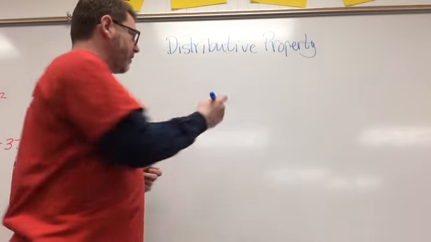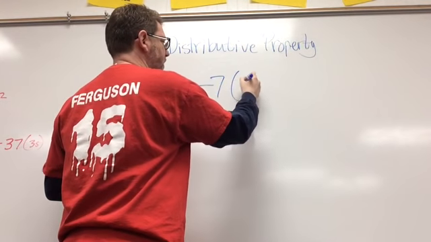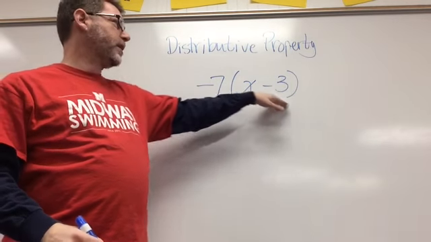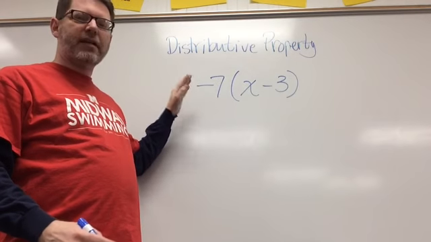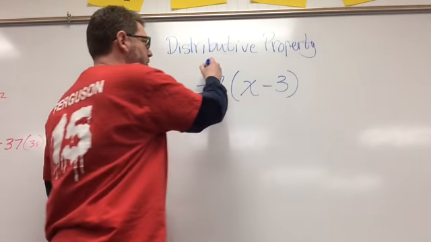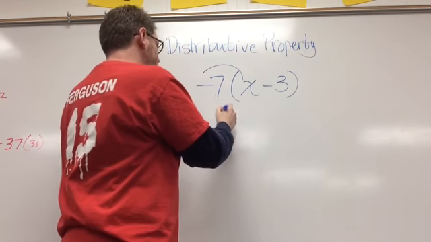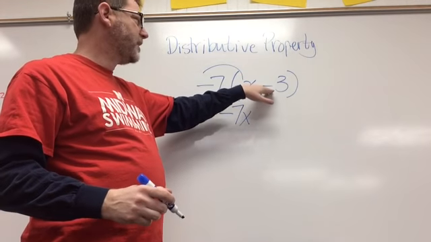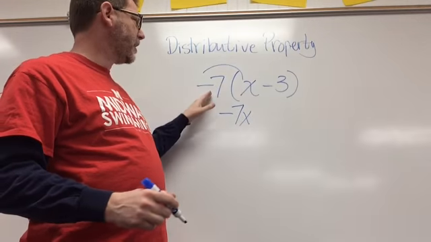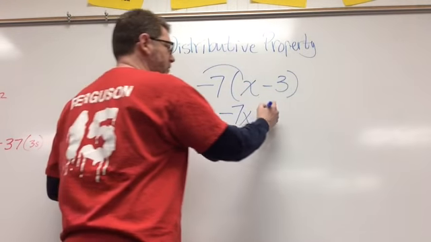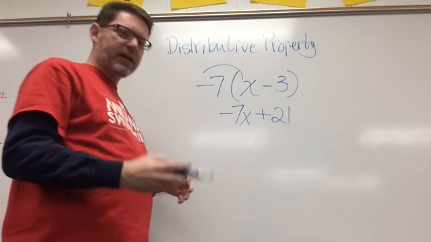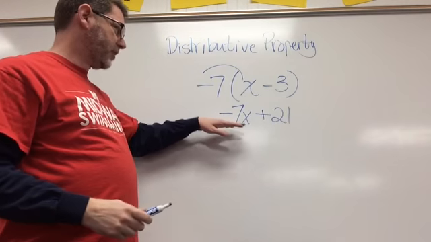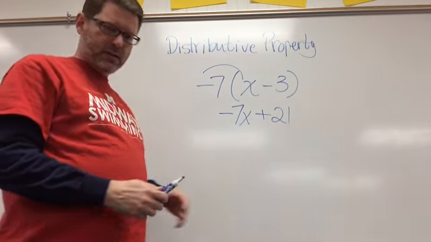Well, what happens if we have a negative number on the outside of the parentheses? We have negative 7 times the quantity of x minus 3. I've got to take that negative 7 and multiply it by everything inside the parentheses. First, negative 7 times x is negative 7x. Then negative 7 times negative 3: negative times negative is positive, so that's plus 21. My solution would be negative 7x plus 21.